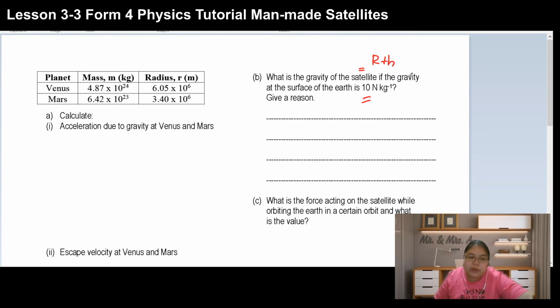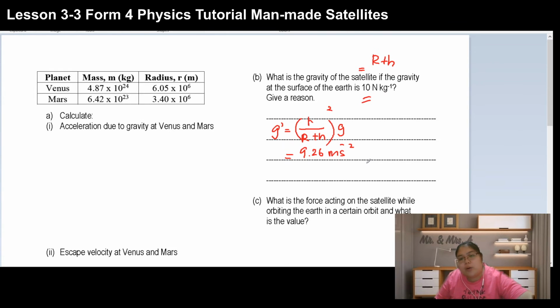If like this, we need to use the formula. Remember in chapter 3.1 we learned when you are far away. So the formula is R, capital R plus H, total squared, multiplied with the G. G is the gravity. Now the gravity they take is 10. So I find the answer here is 9.26 m/s squared. This one is the satellite gravity.